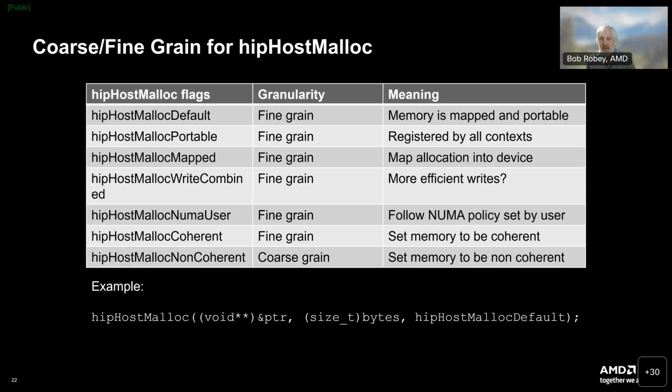We really haven't experimented a lot with these. You can set different characteristics for the fine grain, and these have different implications for performance and for synchronization. So for coarse grain, there is no coherency, but the level of coherency for the fine grain can be modified by these flags.